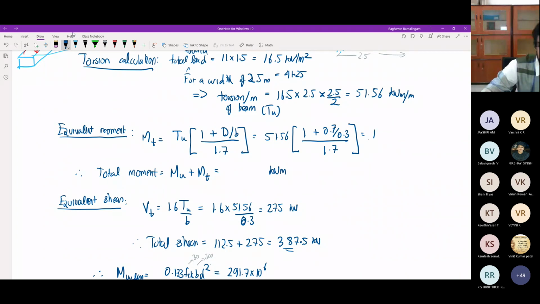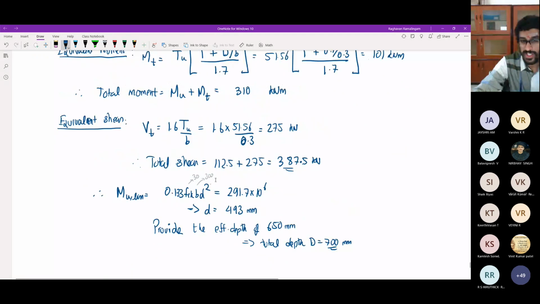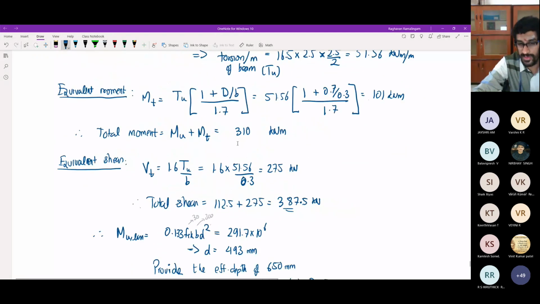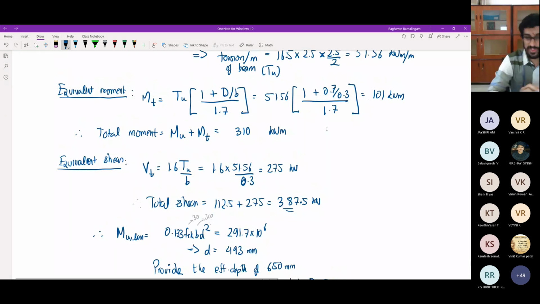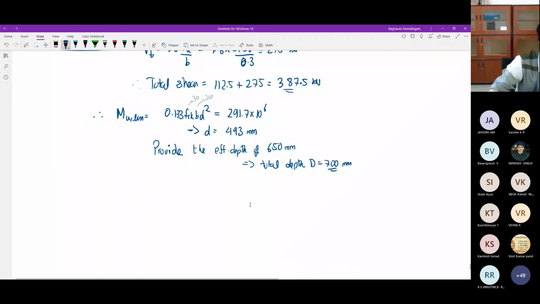1.1, meaning this is about 310 kN. For equivalent shear, no problem because D does not appear, so I need not worry about changing the shear value. This is 310. This was 291. What I required was 493. I've given 650. So even if I make this 310, this will definitely be sufficient. If you want, you can check it. But just by looking, I know it will be sufficient for 310 kilonewton meter also. So I'll proceed with this, and of course we'll also provide the required tension steel.